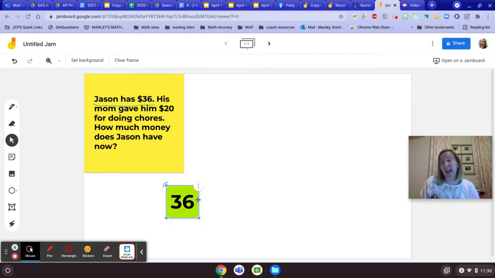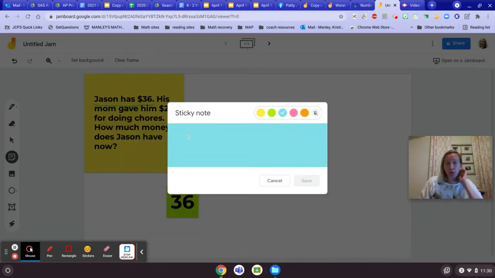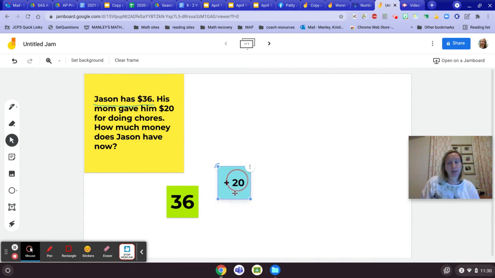And then now we got to look for the action. What happens? So let's go back to the story. Jason has 36. That's our beginning. His mom gave him $20 for doing chores. If someone gives you something, that means you're getting more. So that is the action of the story. And I want to make that blue. And so if I'm getting more, that means it's in addition to. And she gave 20. Okay. So she gave that to me, to Jason. So we have 36. We're going to add 20.